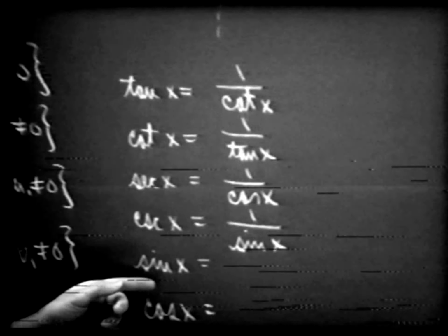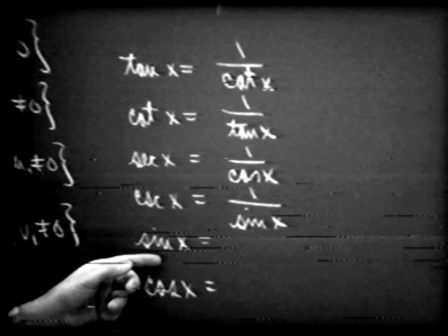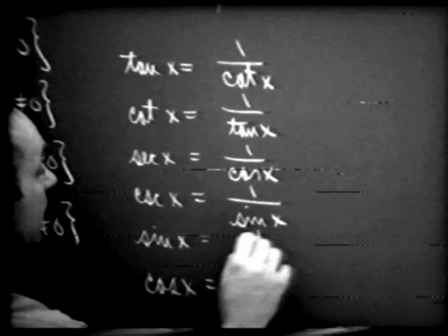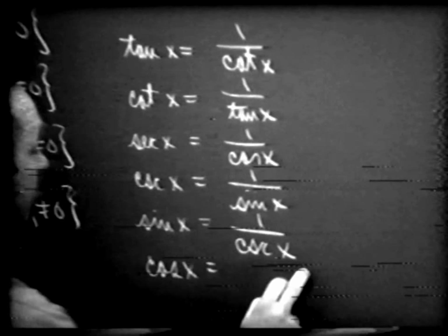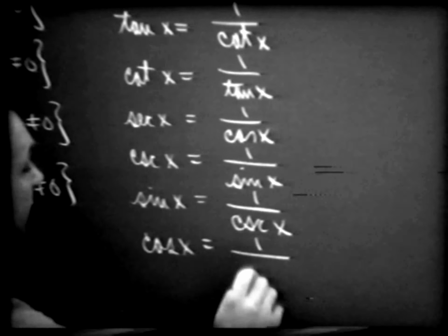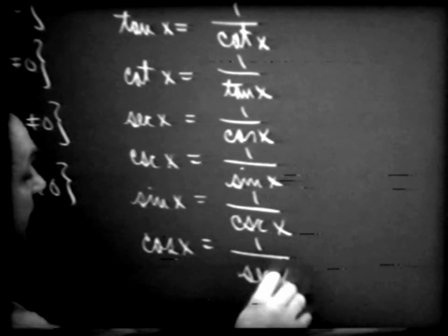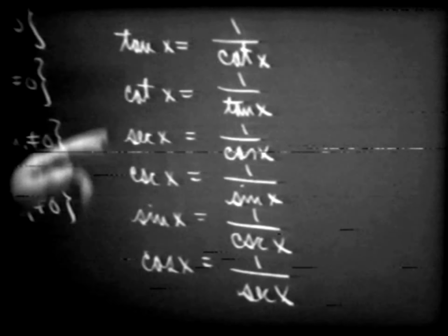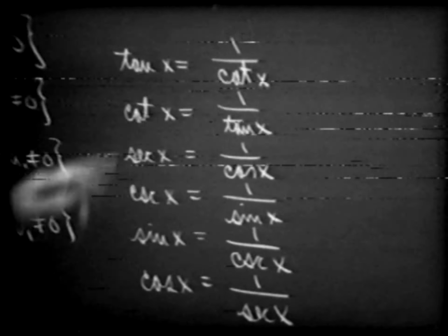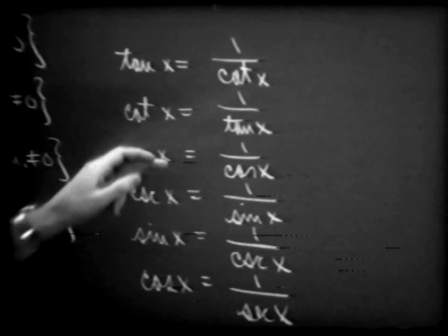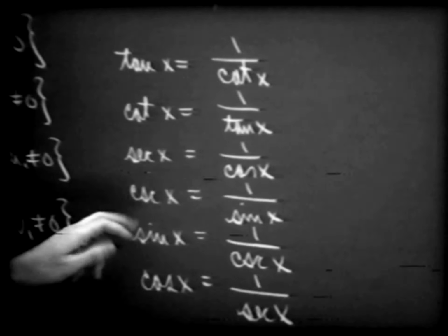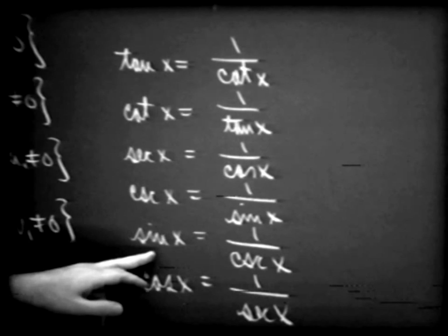In fact, I may also say something about the sine of x. The sine of x is then going to be equal to, Brenda? 1 over the cosecant of x, and of course the cosine of x is equal to, Brenda? 1 over the secant of x. And notice the relationship that exists here in that these functions are reciprocals of one another. The tangent and the cotangent are reciprocals, the secant and the cosine are reciprocals, and the cosecant and the sine function are reciprocals.